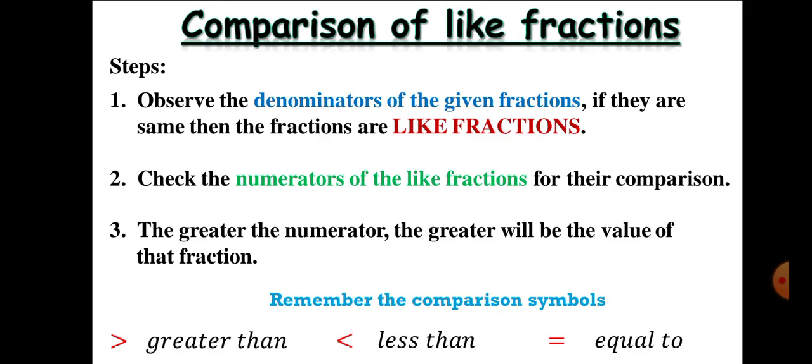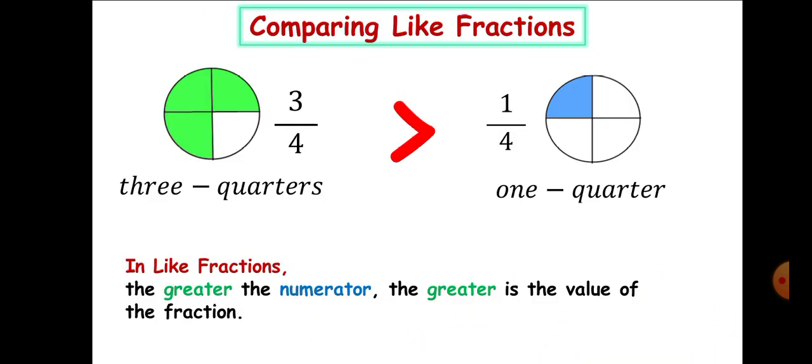Comparison of like fractions. What three important things should we know to compare like fractions? We have to observe the denominators of the given fractions; if they are the same, then they are like fractions. Then you have to check the numerators of the like fractions for their comparison. If the numerator is greater, the value is greater. If the denominator is greater, the value is smaller. For the comparison, you should know these symbols: this means greater than, this means less than, and this means equal to, the value is equal.